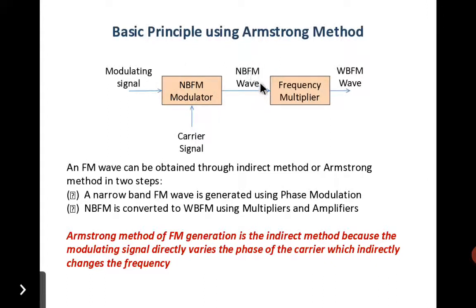This narrowband FM wave is converted to a wideband FM using multipliers and amplifiers. Clear? So, this NBFM is converted to WBFM or a wideband FM using multipliers and amplifiers. So, the Armstrong method of FM generation is said to be the indirect method because the modulating signal directly varies the phase of the carrier, which indirectly changes the frequency.